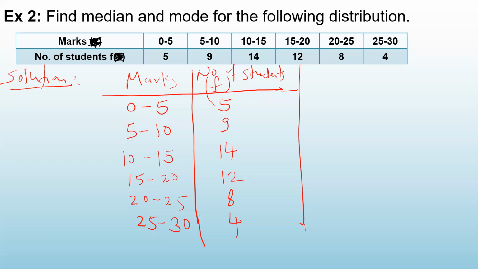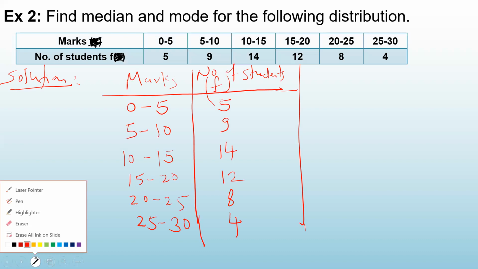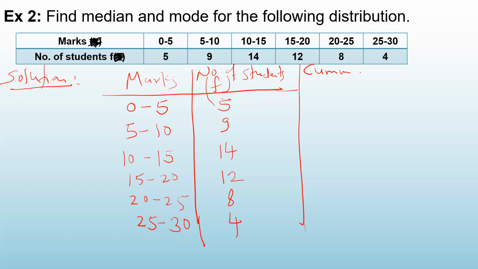Now to calculate the median, as I told you, median is a positional average. So position is important here. So what we need to do to calculate the median, we have to first find out the cumulative frequency. This is our first step, correct? First step is to find the cumulative frequency. Cumulative frequency, in short, we call it as CF. In the last two lectures, I have already demonstrated how to calculate the cumulative frequency.